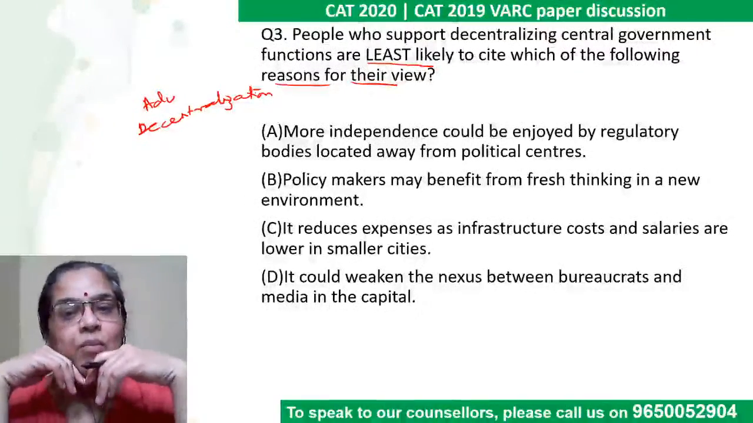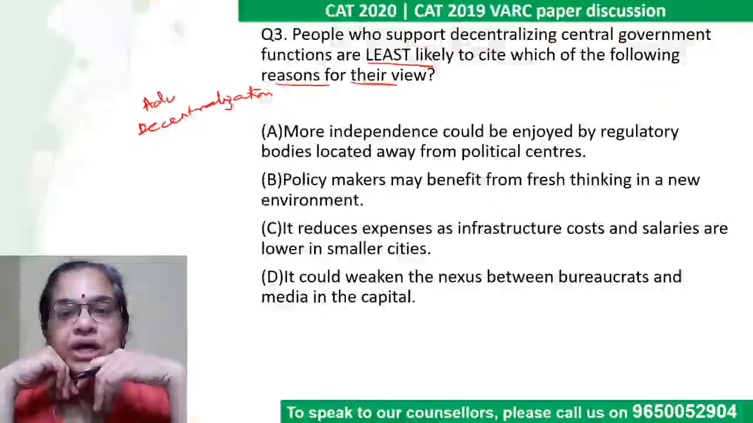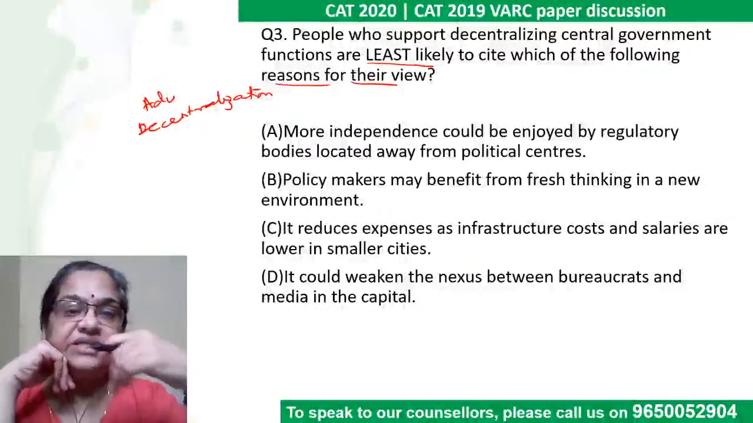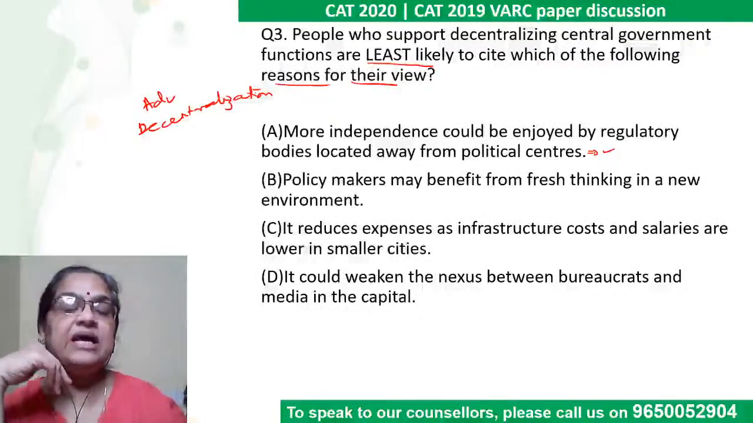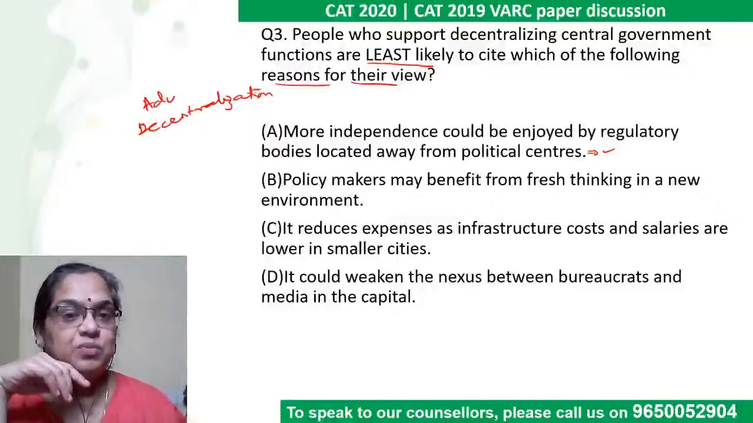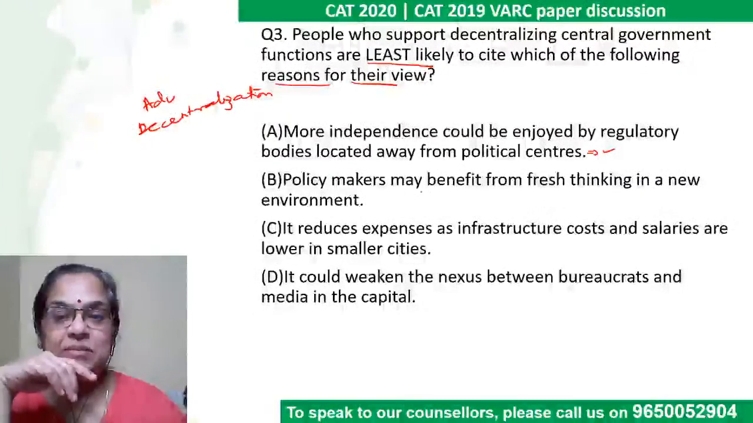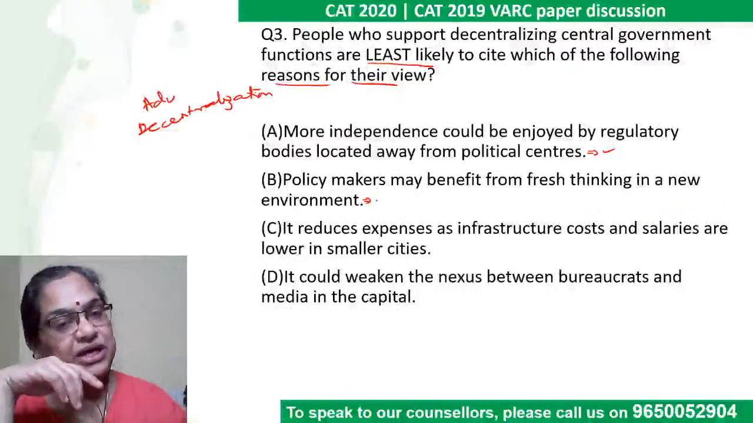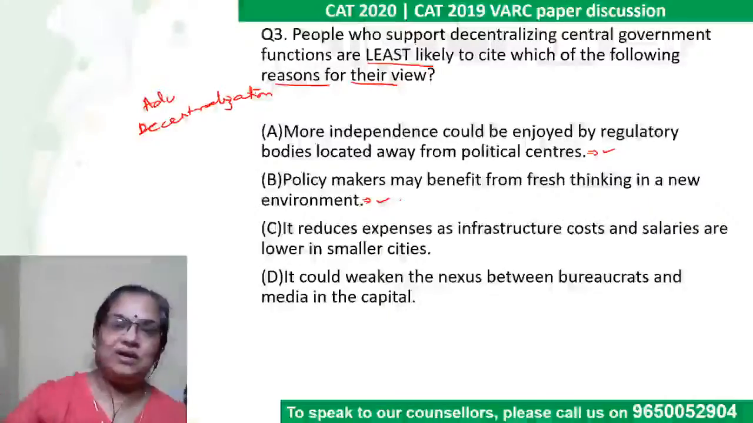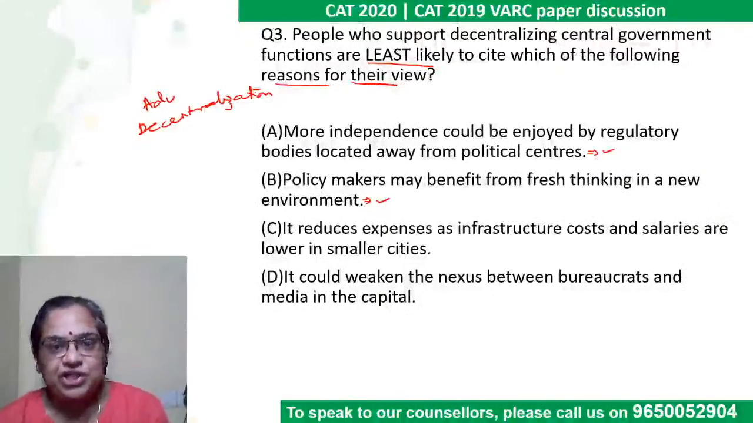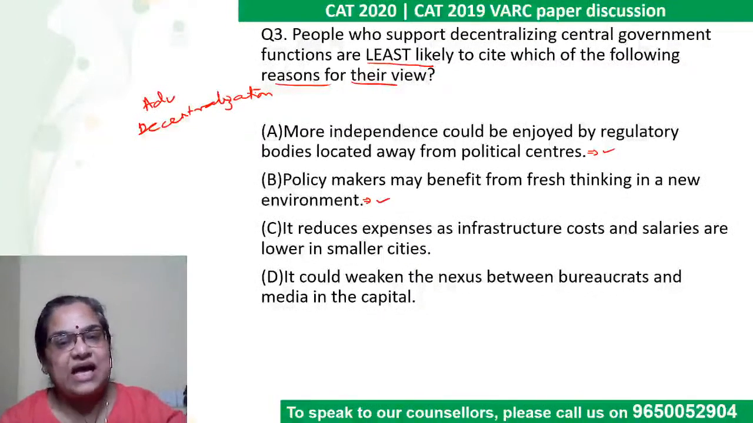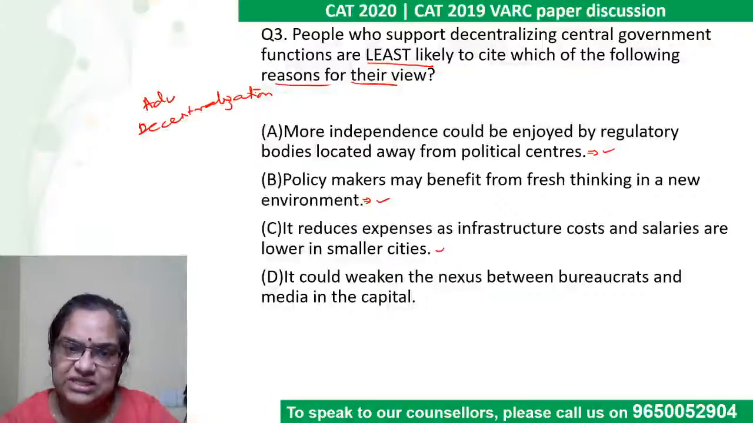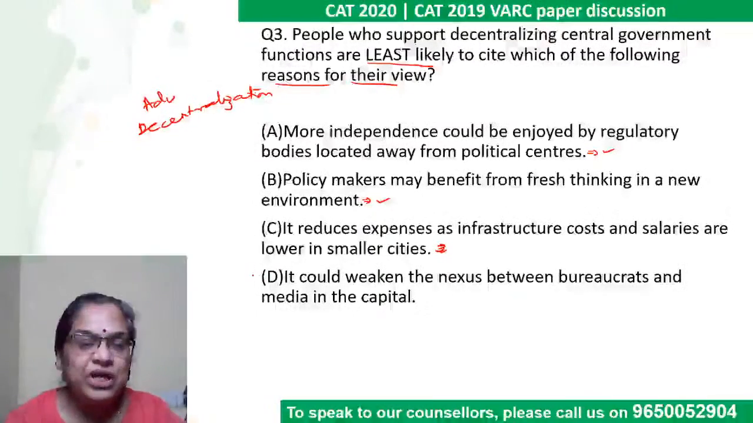Is it A, more independence could be enjoyed by regulatory bodies located away from political centers? This has been cited as an advantage, that regulatory bodies can have more independence, more autonomy. Policy makers may benefit from fresh thinking. Wonks in the stick, he says. So he does talk about suddenly you put them in another environment, they may come up with fresh and new ideas. It reduces expenses as infrastructure costs and salaries are lower in smaller cities. Definitely he would agree. Why would he talk about D?